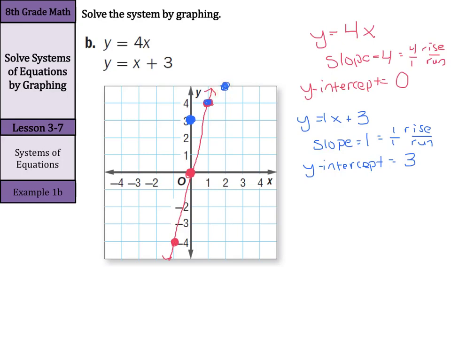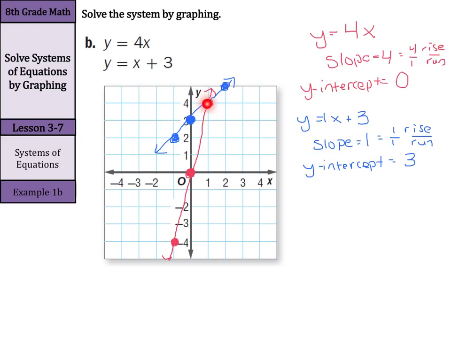And again, backwards is down 1, left 1, down 1, left 1. So we might as well go that way too. Down 1, left 1. And we have our intersection, so we have enough points to graph here. Draw your line in as neatly as you can, and look for the intersection.